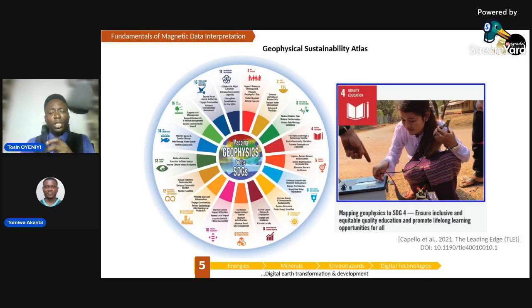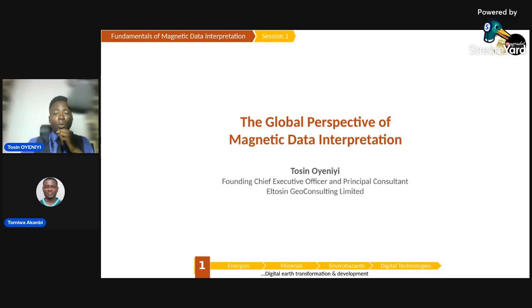So Magradel, as an initiative of El Tosin Geo Consulting Limited, is seen as an initiative that is meeting the needs required by United Nations Sustainable Development Goal 4, which demands quality education. So this is not just an initiative of a company alone. It is also an initiative that is speaking to meeting the United Nations Sustainable Development Goal, particularly Goal 4.